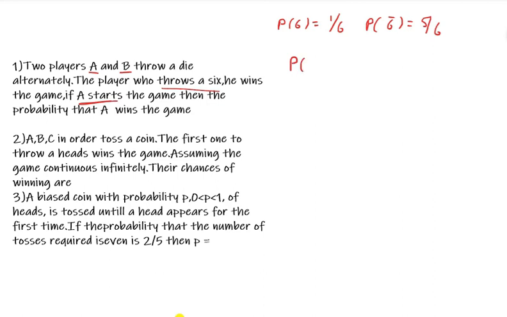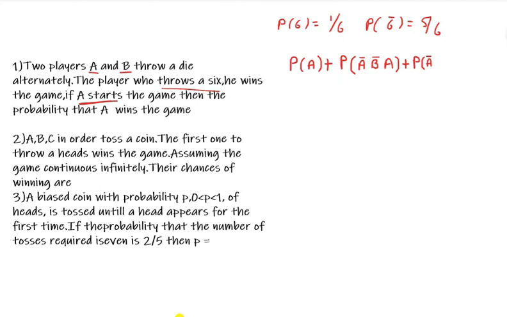So A may win the game in his first chance, or A may win the game in his second chance. When will A get the second chance? A fails in his first chance, B also fails in his first chance, then A will get the second chance. So that is the probability of winning the game by A in his second chance.